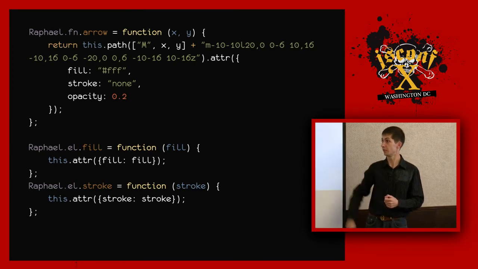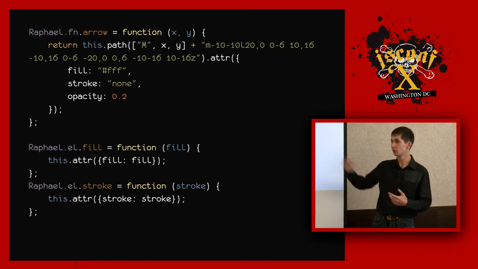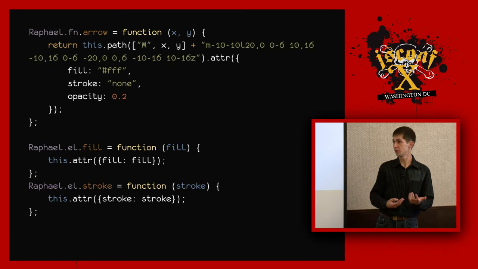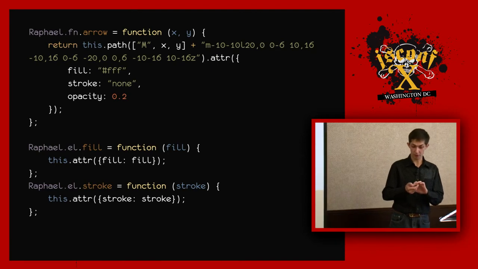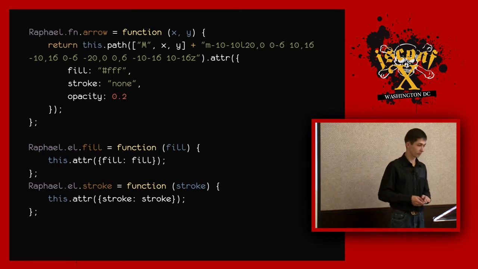Then you write Raphaël.l, and I create, for example, a shortcut for fill and stroke instead of using attr all the time. So that makes your development a bit easier. Or you could create some Raphaël plugin and publish it. And there are some plugins. I really want to create a plugin page on Raphaël.js.com. I just don't have the time, but I will do it.